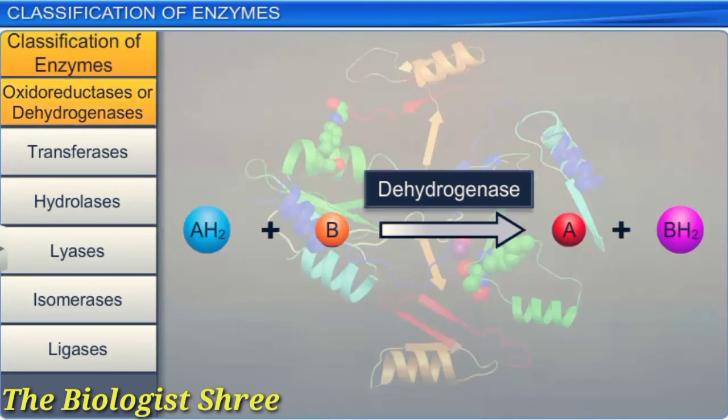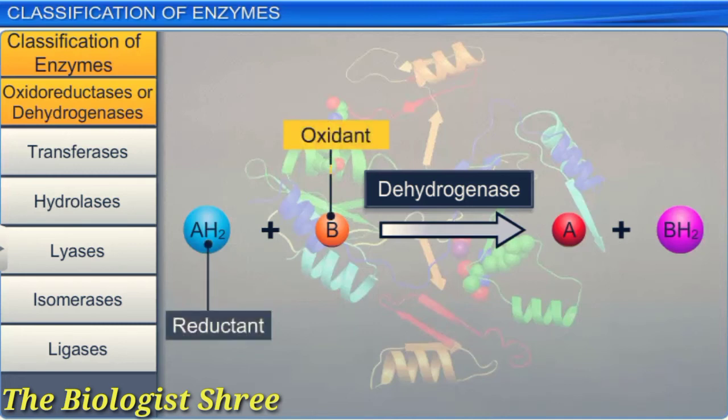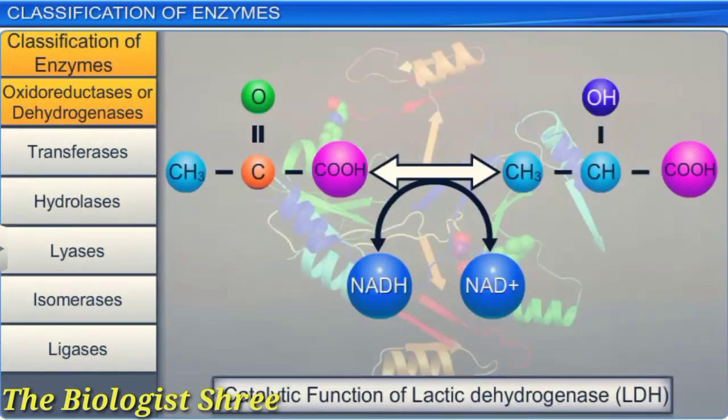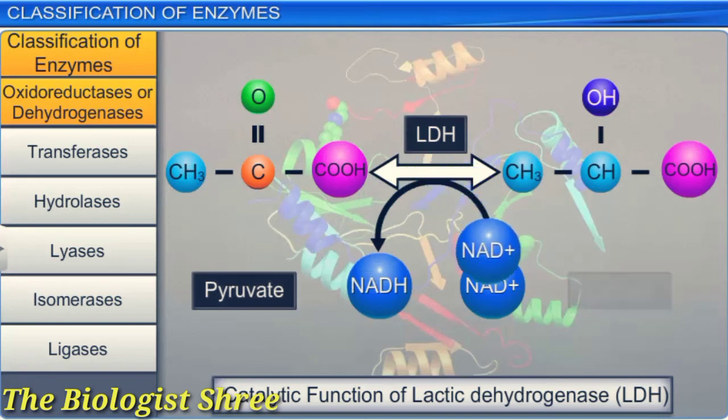Oxidoreductases or dehydrogenases are enzymes that catalyze the transfer of electrons and hydrogen ions from one molecule, called the reductant, to another molecule, or the oxidant. Here, the reductant is the electron donor, while the oxidant is the electron acceptor. An example of an oxidoreductase enzyme is lactic dehydrogenase, which converts pyruvic acid into lactic acid and vice versa.